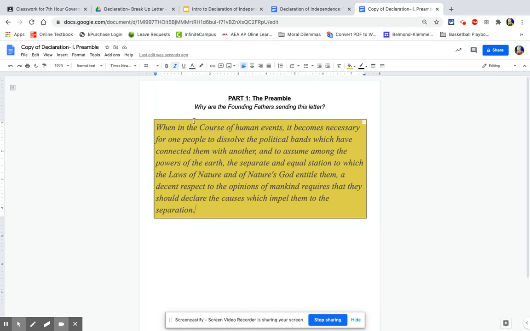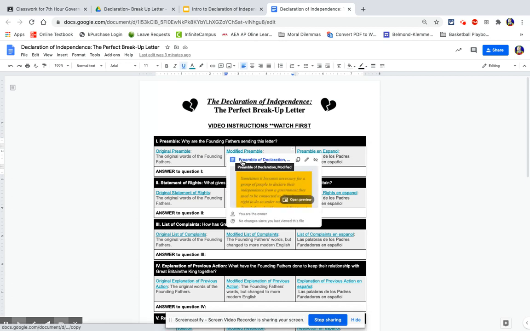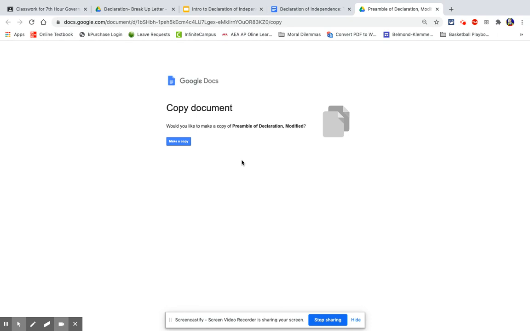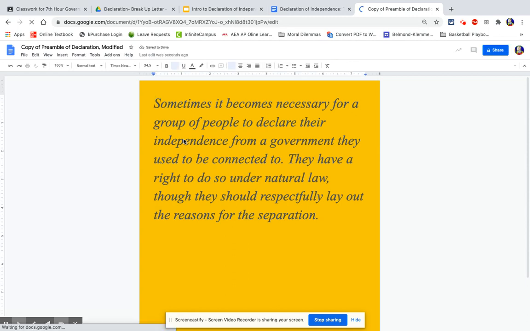Let's say you are reading it and you're like, I have no idea what they're trying to say here. I've also put what's called a modified preamble, which I found online, where somebody has taken the original words of the founding fathers and changed them into more common English. You can use that as well, because really what they're saying is exactly the same. They're just saying it in a slightly different way. You can use that to help answer this question as well.